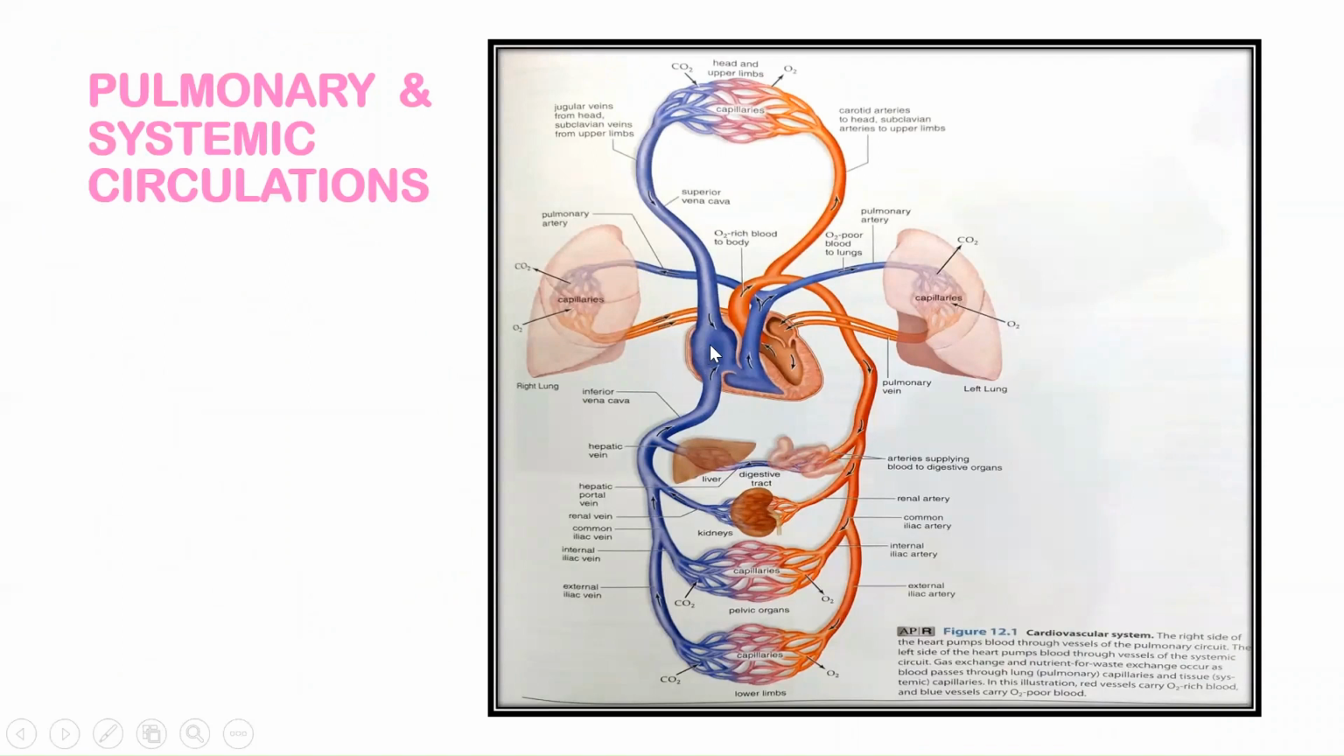So we have two circulations. One is the pulmonary circulation, the other is the systemic circulation. The right side of the heart deals with deoxygenated blood and the left side with oxygenated blood.